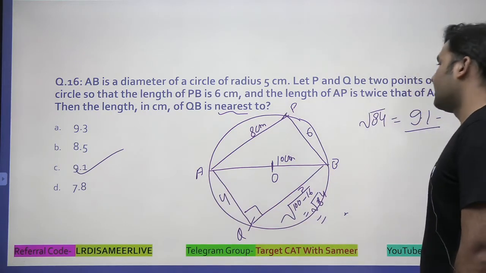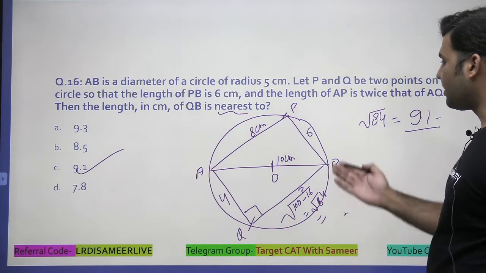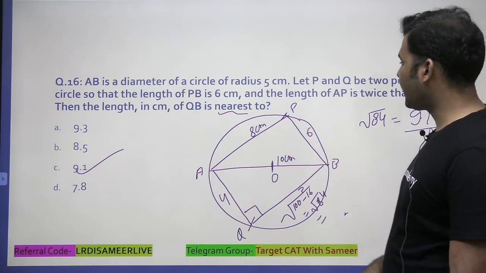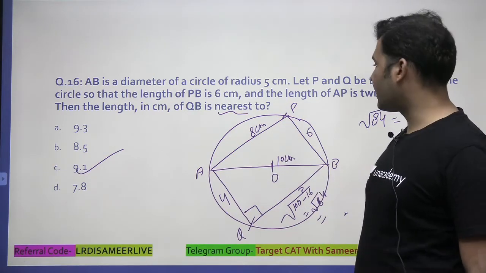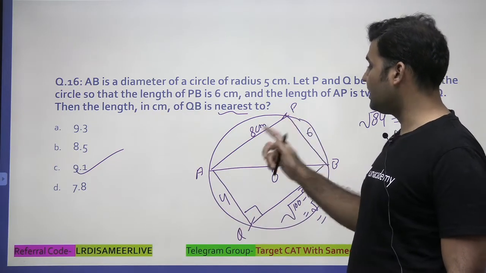Clear? Such an easy question, guys, right? You see that it's a basic concept of the circle, that any point on the circumference of the circle makes an angle of 90 degrees with a diameter, right?